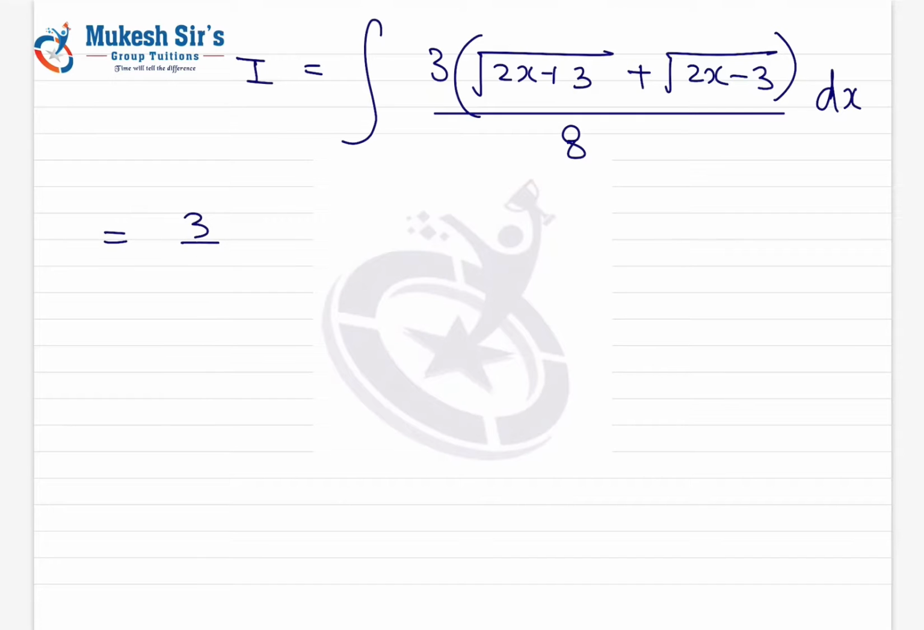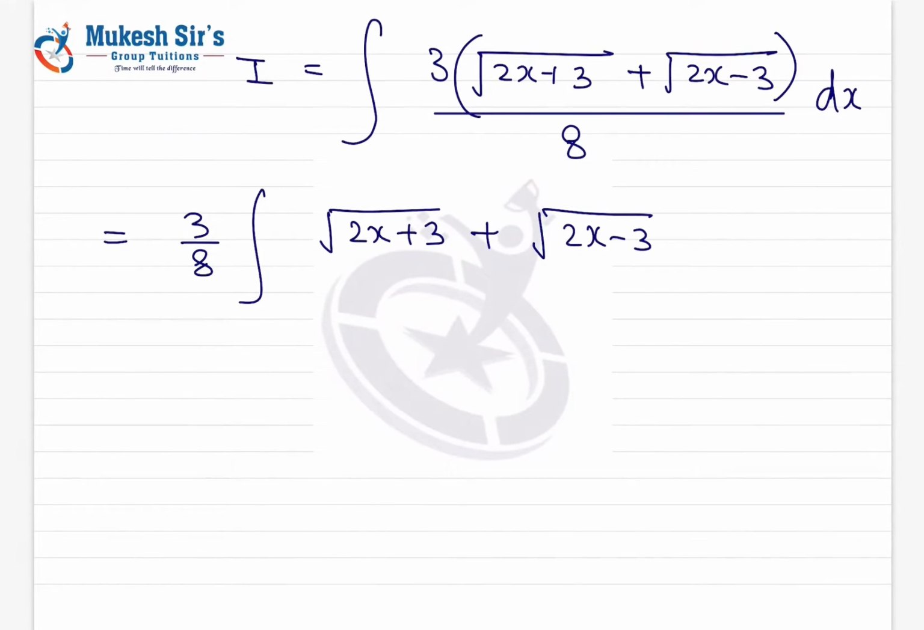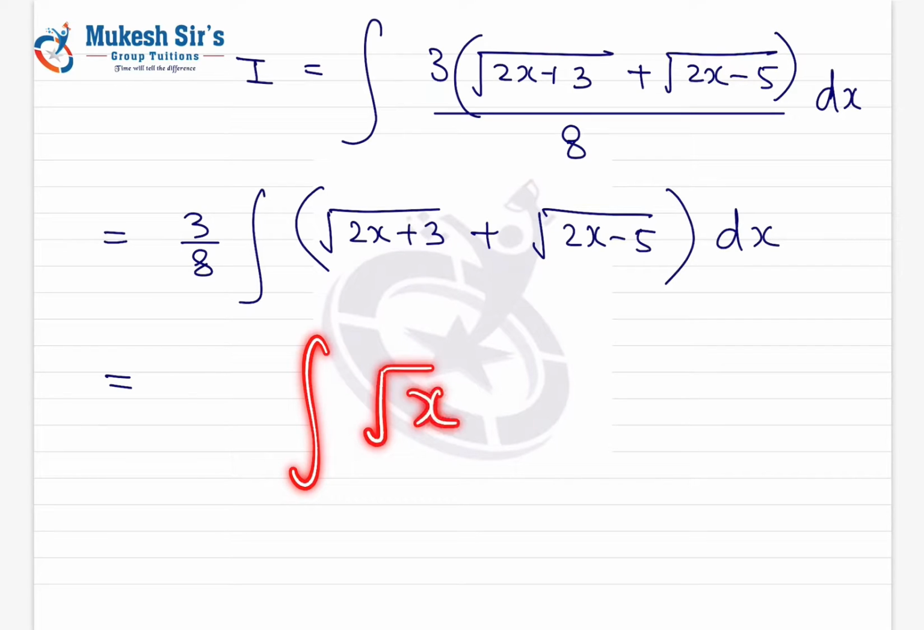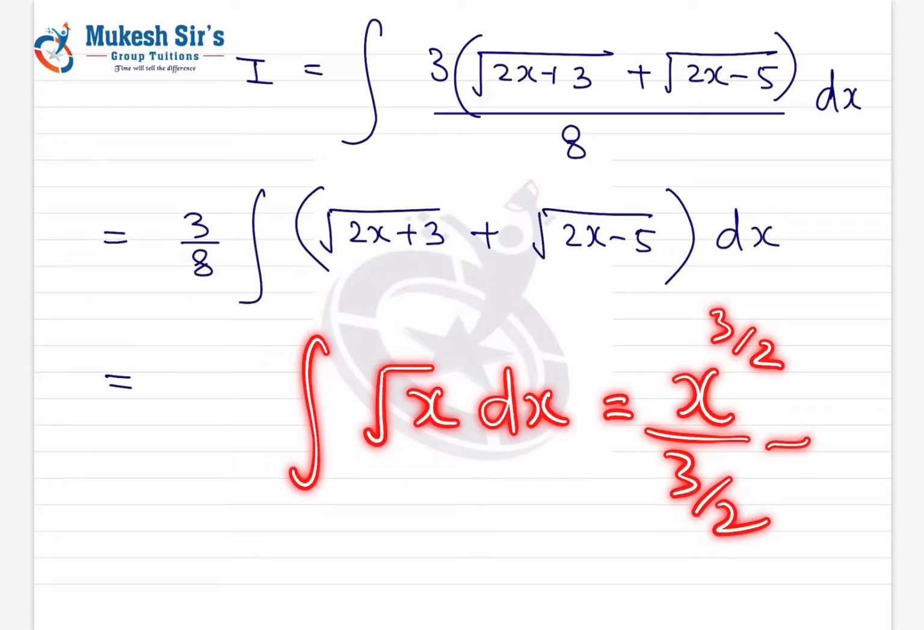So that becomes 3 by 8 integration of root of 2x plus 3 plus root of 2x minus 5. It was not 2x minus 3, minus 5, I'm sorry. So root of 2x plus 3 plus root of 2x minus 5 the whole dx. Now you can integrate these two terms. What is the integration of root x? The integration of root x was x raised to 3 by 2 upon 3 by 2 plus c, right?